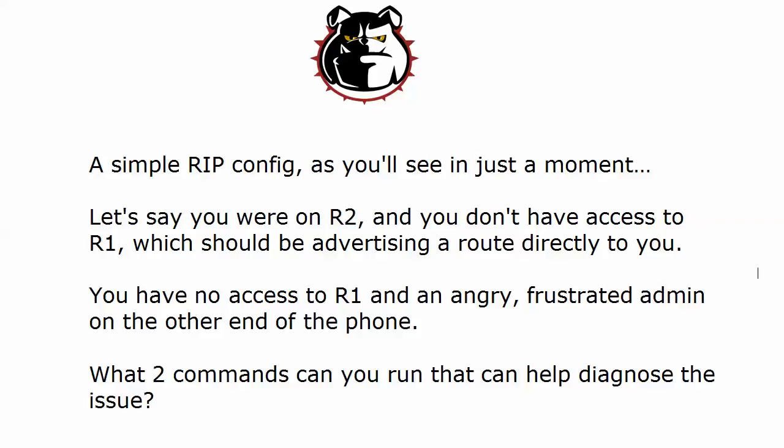But let's say that you're on router 2 and you don't have access to router 1, which should be advertising a route directly to you. There are no middlemen here, no hidden access lists, nothing, just a very basic setup. You don't have access to router 1 though, and you've got an angry, frustrated admin slash customer slash supervisor on the other end of the phone, which always adds to the excitement, right? I used to love that when I worked help desk and you'd have to continually answer the phone about why you weren't working on a problem. You always wanted to say, because I'm too busy answering the phone. But let's just say that this is your situation. What 2 commands can you run on router 2 that can help you diagnose this issue?